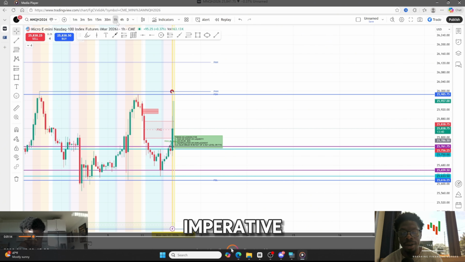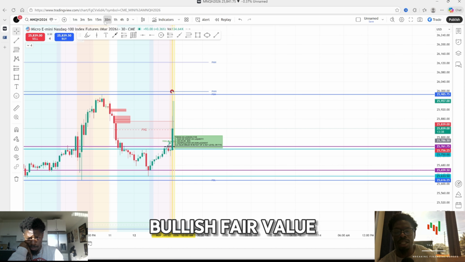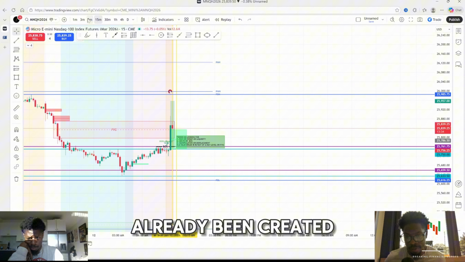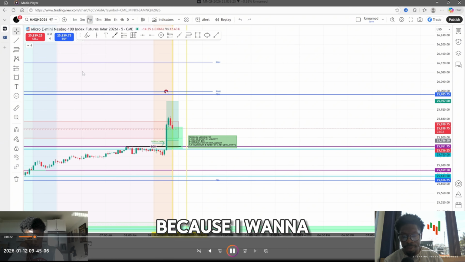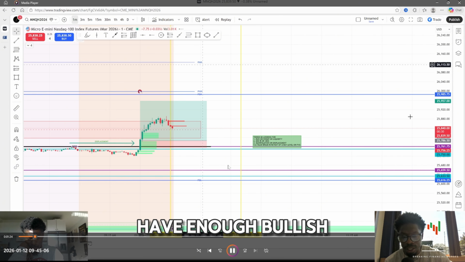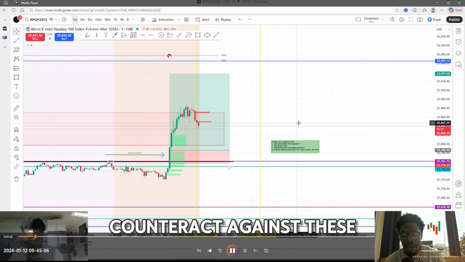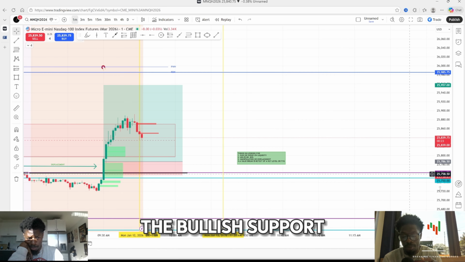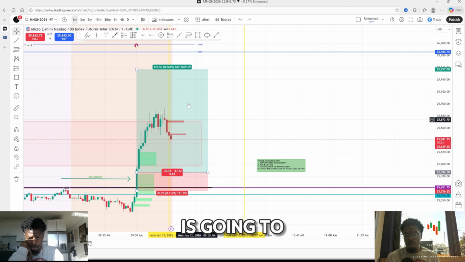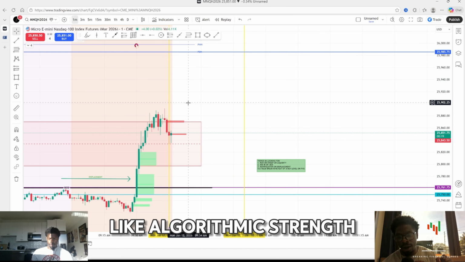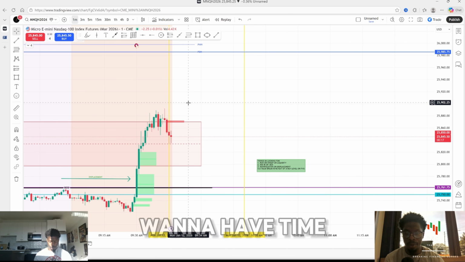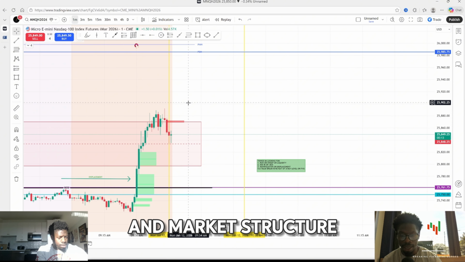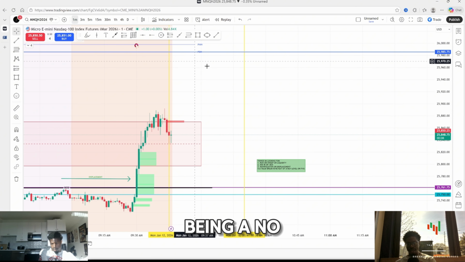That's why it's imperative that I'm waiting for a fresh bullish fair value gap to form during my macro instead of using ones that have already been created, because I want to make sure I have enough bullish support to counteract these bearish PD arrays. And I want to make sure that the bullish support I have is going to give me good algorithmic strength. You know what I mean? I want to have time on my side as well as the technical analysis and market structure, especially with it being a no news Monday.